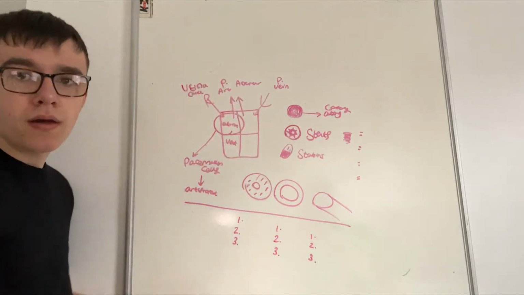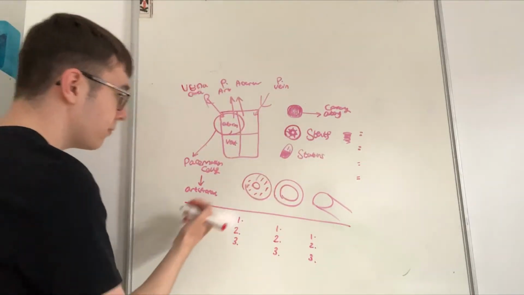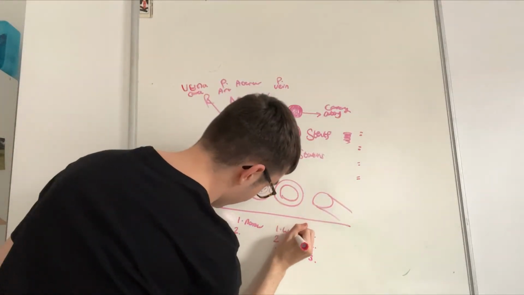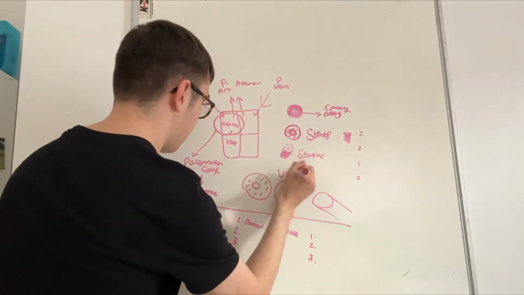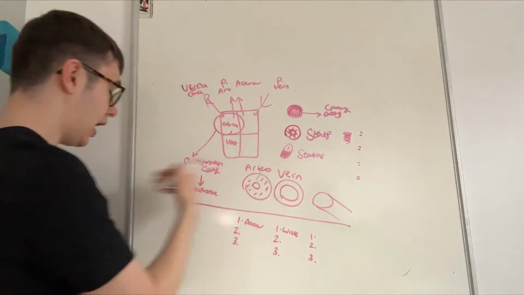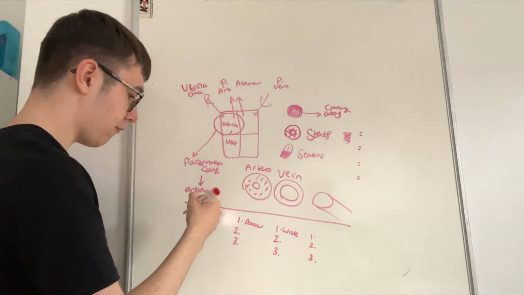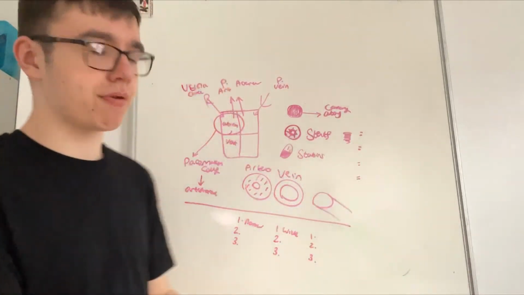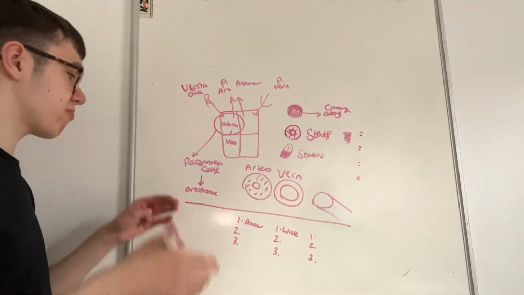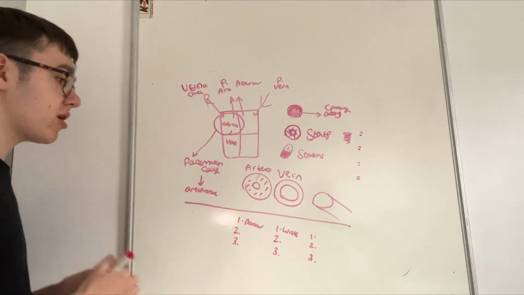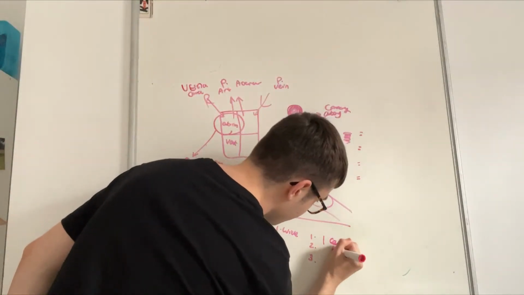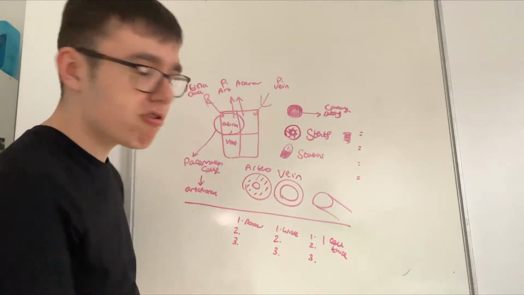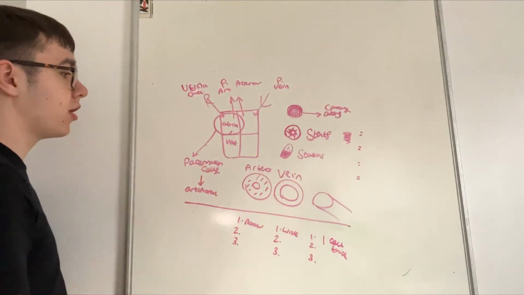Number 1. These, in terms of lumen, have a narrow lumen. These have a wide lumen, veins. Arteries have a thicker layer, a thicker elastic and muscle tissue, in order to withstand higher pressures. Veins have less tissue. Arteries are 1 cell thick. Veins have valves you could talk about to prevent backflow.